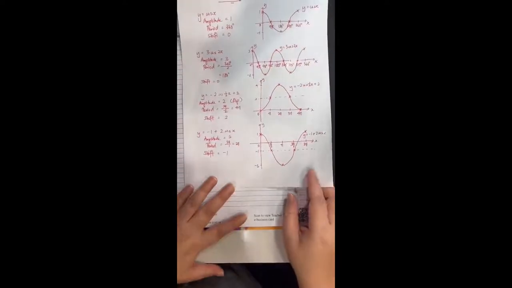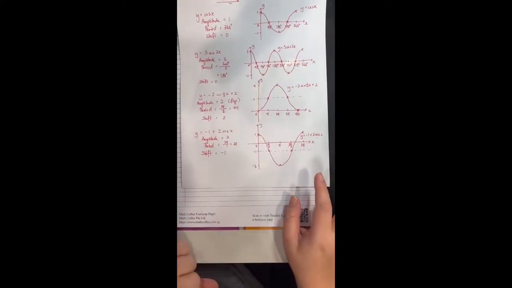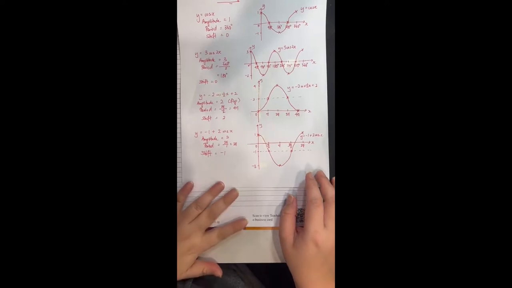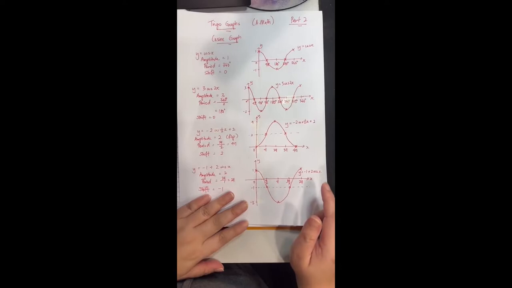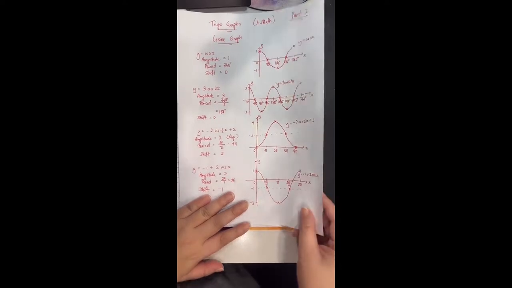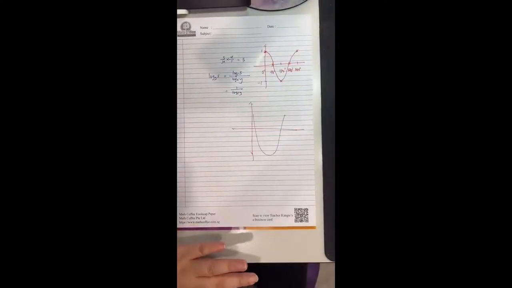I'm talking about trigo graphs. I still have a last question to do. So now we are done with cosine graph. Okay, let's move on to tangent graph. Where's my tangent graph?